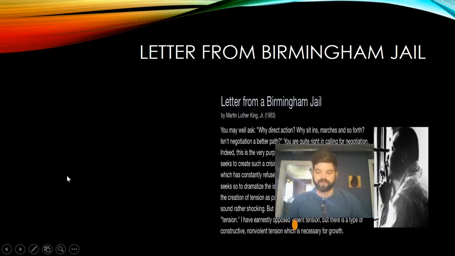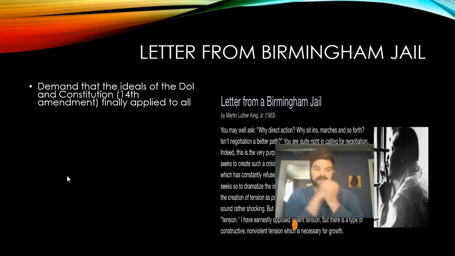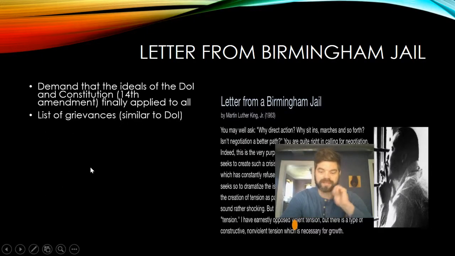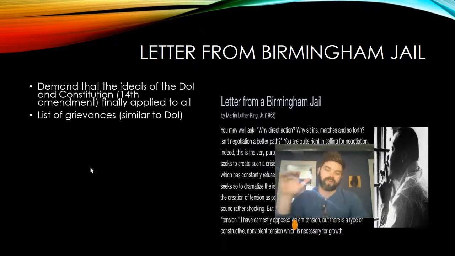The last one is the Letter from Birmingham Jail, the most recent one. This demanded that the ideals of the Declaration of Independence and Constitution, specifically the 14th Amendment, finally apply to everybody. It listed grievances, like the Declaration of Independence listed all the issues the colonists were having with Great Britain. Martin Luther King did that for African Americans, listing a set of grievances against the federal government.